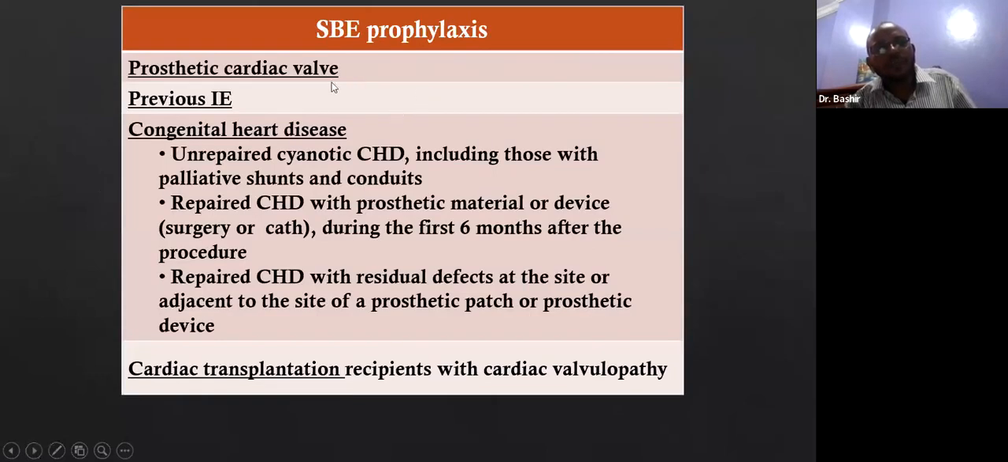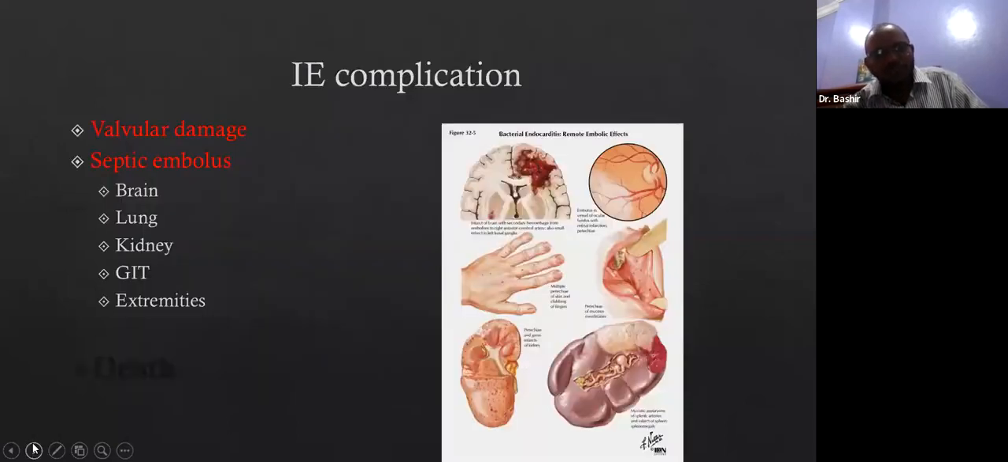These are the people requiring SBE prophylaxis: if the child has a prosthetic cardiac valve, or a past history of infective endocarditis, or congenital heart disease, like unrepaired cyanotic congenital heart disease, repaired congenital heart disease with prosthetic material, repaired congenital heart disease with residual defect, or if the child is post-heart transplant with valvulopathy, with a valvular lesion.